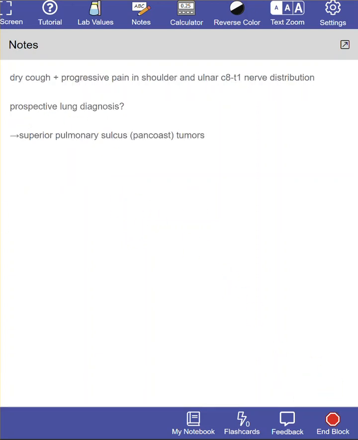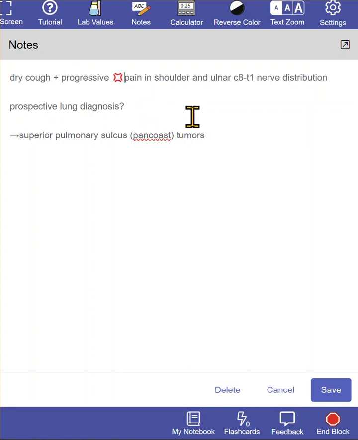So dry cough plus progressive pain in the shoulder and ulnar nerve distribution. So that's C8 to T1. And so prospective lung diagnosis. So this is just superior pulmonary sulcus Pancoast tumors. So there's not much to say there. If you get a Pancoast tumor, you might have pain in the shoulder and pain in the ulnar, like C8 to T1 nerve distribution.